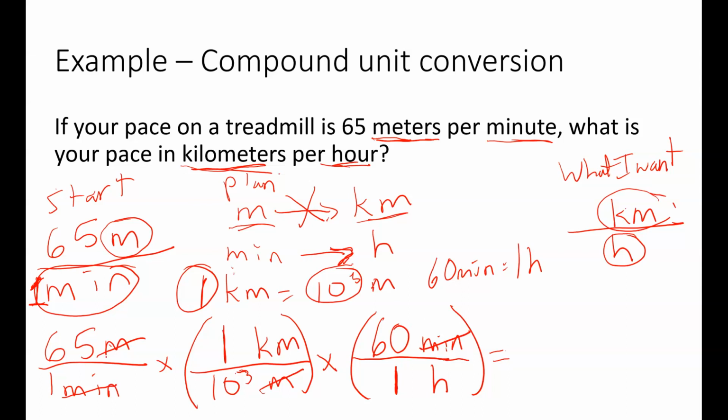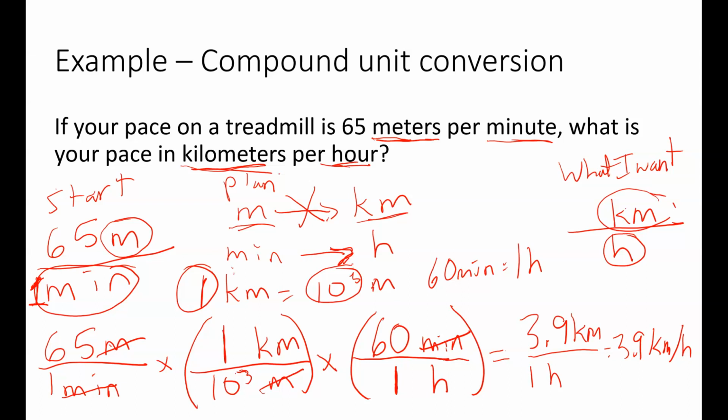Now I multiply through the top and divide by the values on the bottom, and that gives me 3.9 kilometers, the only unit left on the top. Hours is the only unit left on the bottom. So I would write this as 3.9 kilometers per hour.